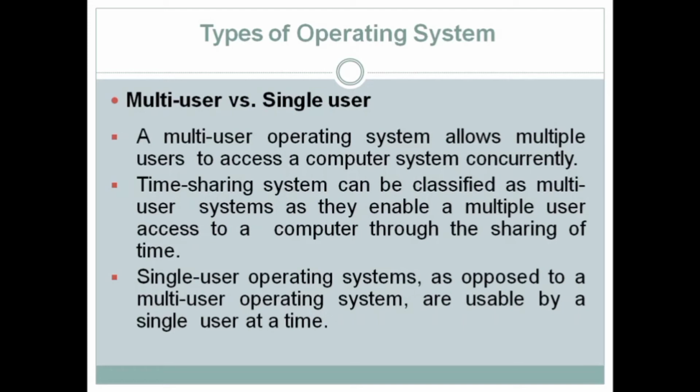A single-user operating system is as opposed to a multi-user operating system. These systems are used by only a single user at a time. The huge difference between a multi-user operating system and a single-user operating system is that in a multi-user operating system, multiple users can share the system at the same time, concurrently. But in a single-user operating system, only a single user can use a system at a time.